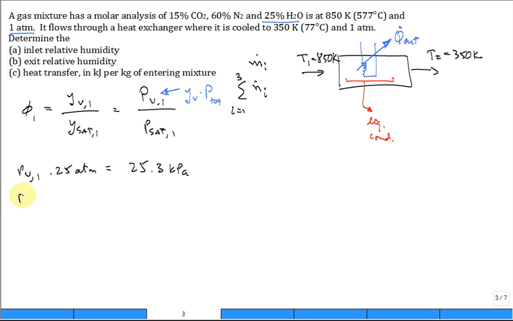What is P sat at 1? How would you find it? Saturation pressure. Go to the tables. And you would look it up at what temperature?